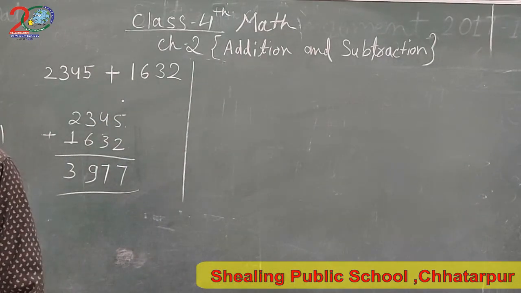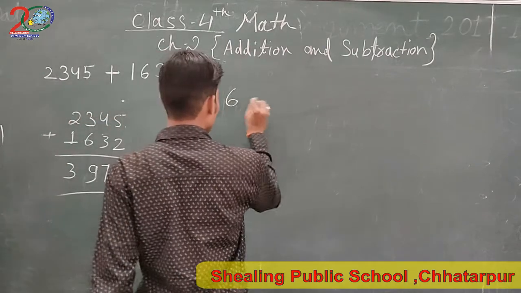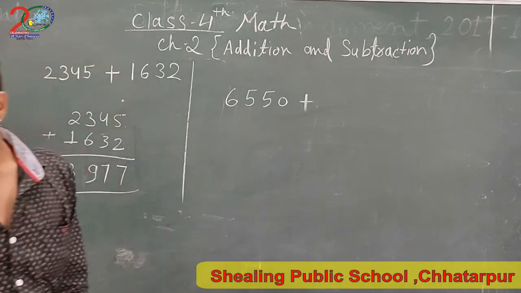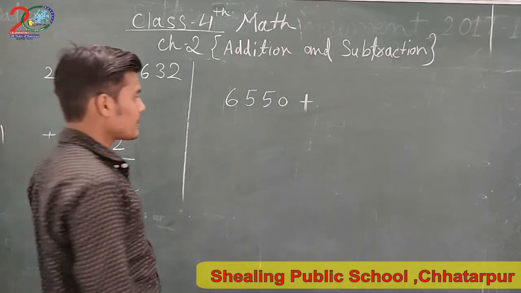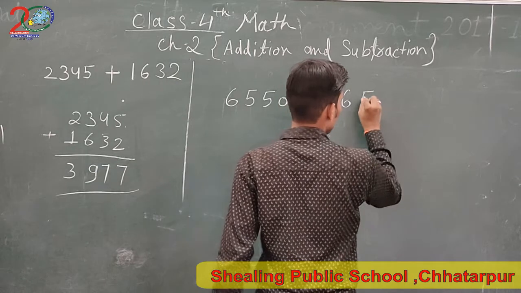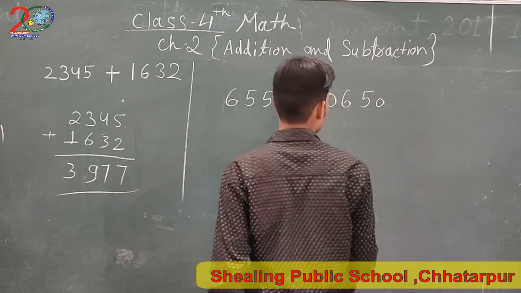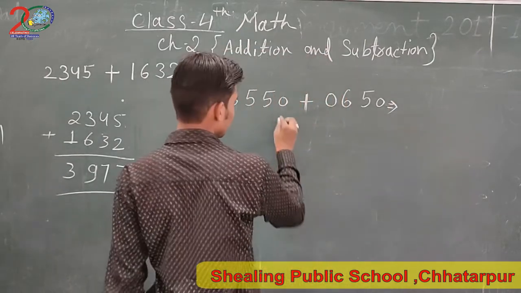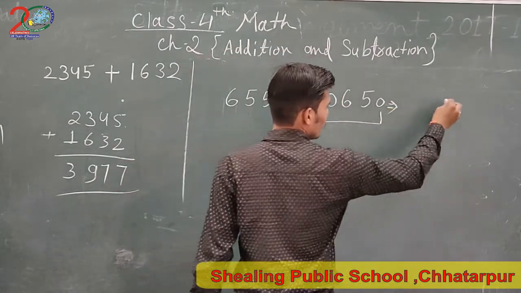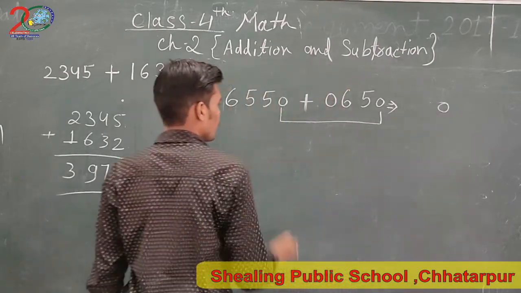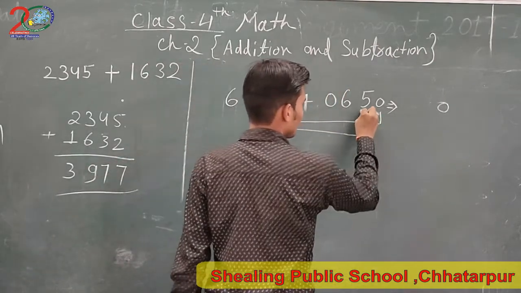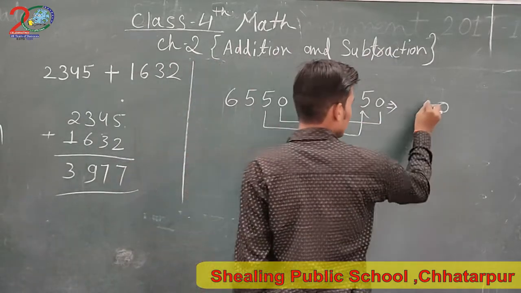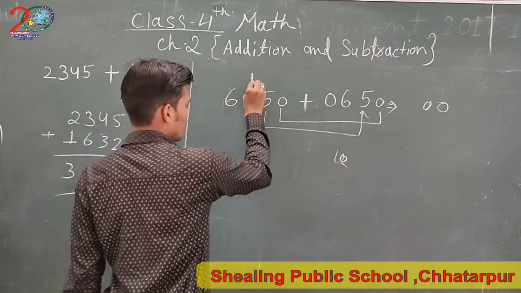Okay. One more example of horizontally addition, like 6550 add by 650, like this. Okay, now we add. So first we take the ones value. Here is 0 and here is 0. So the ones value is 0. Then the tens value, here is 5 and here is also 5. So 5, 5, 10. So we put here 0 and 1 carry.